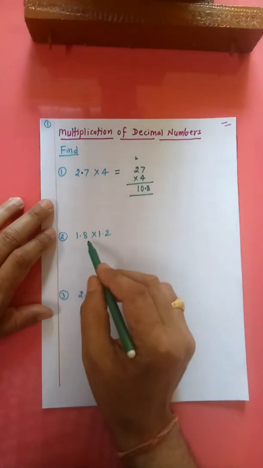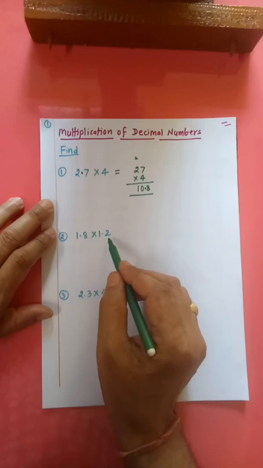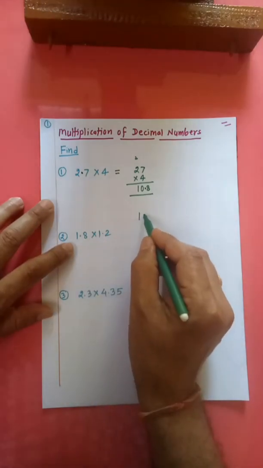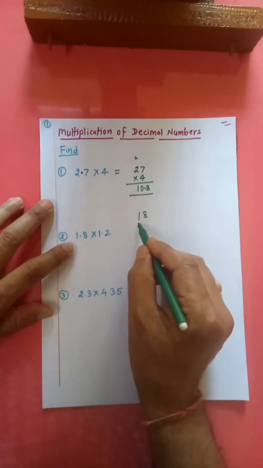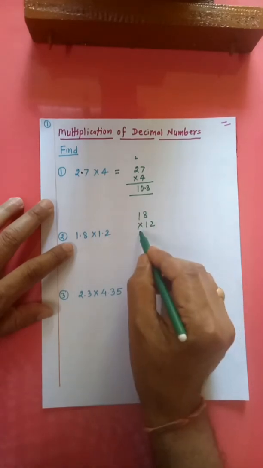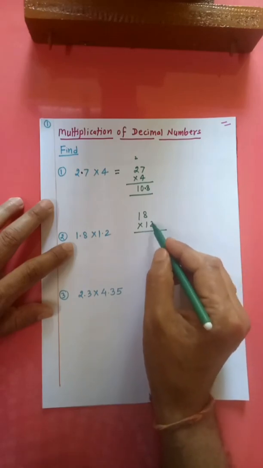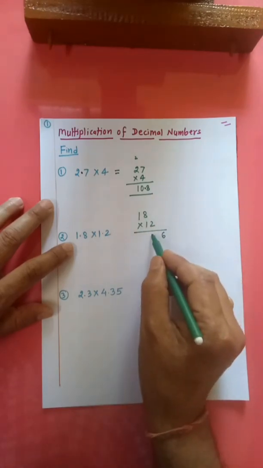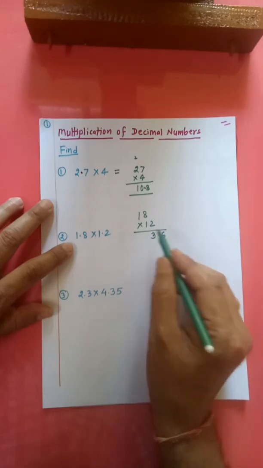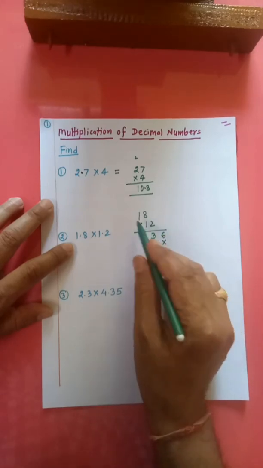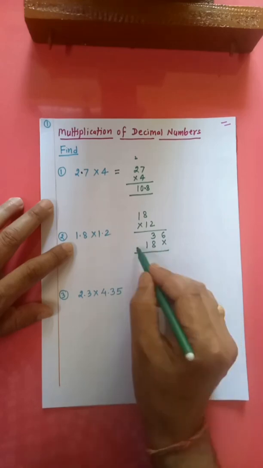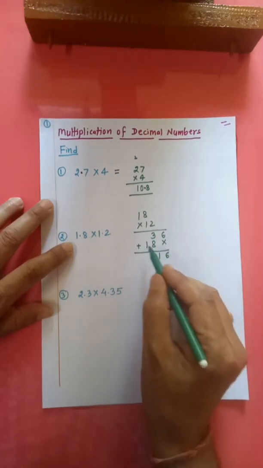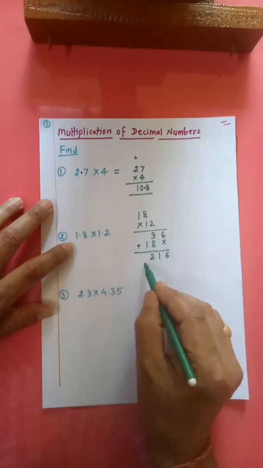Another example, 1.8 multiplied by 1.2. For this, we will simply multiply 18 by 12, which gives 2 8s are 16, carry 1, 2 1s are 2 and 1 is 3, 1 8 is 8 and 1 1 is 1. After addition we get 6, 3 8 11, carry 1 plus 1 is 2, 216.